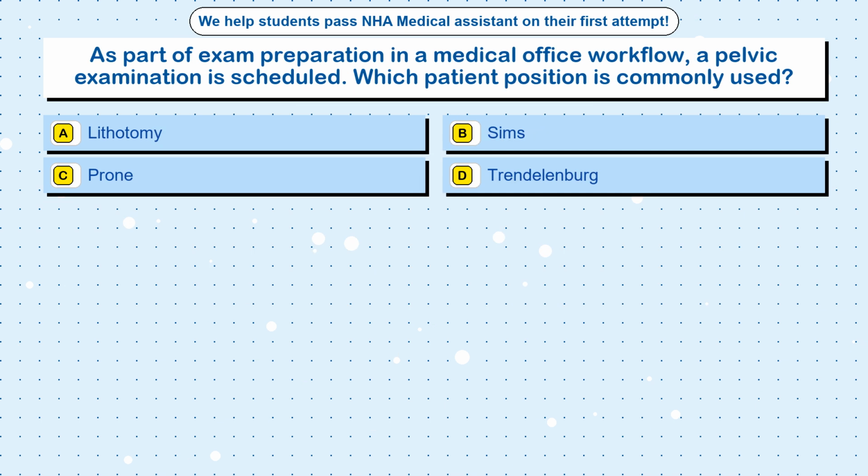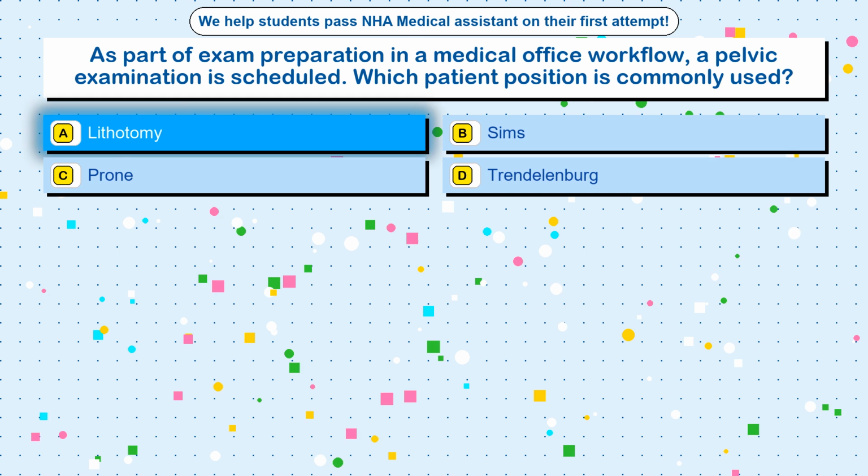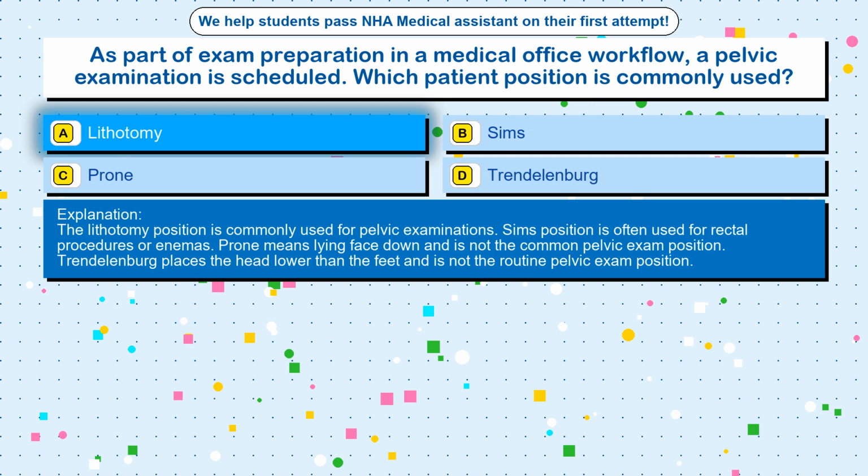Question 87. As part of exam preparation in a medical office workflow, a pelvic examination is scheduled. Which patient position is commonly used? Option A. Lithotomy. Option B. Sims. Option C. Prone. Option D. Trendelenburg. The correct answer is option A. Lithotomy. The lithotomy position is commonly used for pelvic examinations.